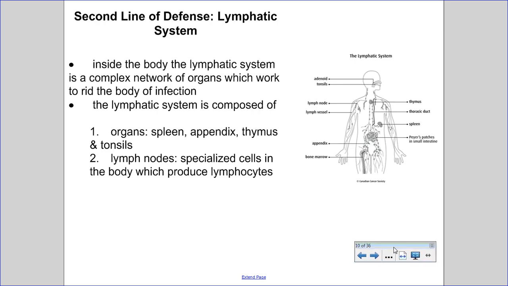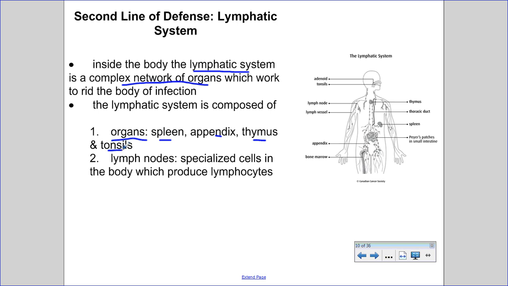Now, should that pathogen make it past the first line of defense, waiting for them is that second line of defense, which does involve the lymphatic system. So inside the body, the lymphatic system is actually a complex network of organs which work to rid the body of infection. So the lymphatic system is composed of organs such as the spleen, the appendix, the thymus, and the tonsils.